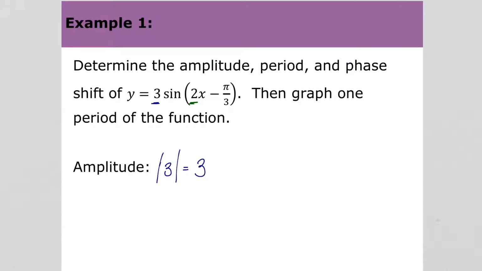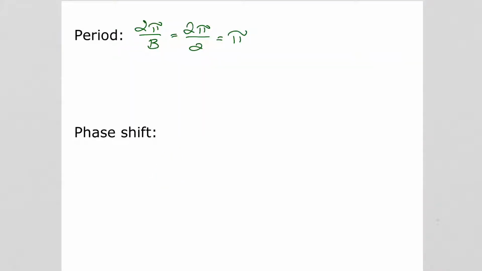Now for the phase shift. The phase shift is C over B. That's pi over 3 divided by 2, or pi over 6. So how do we graph these things? We want to look at our 5 key points.